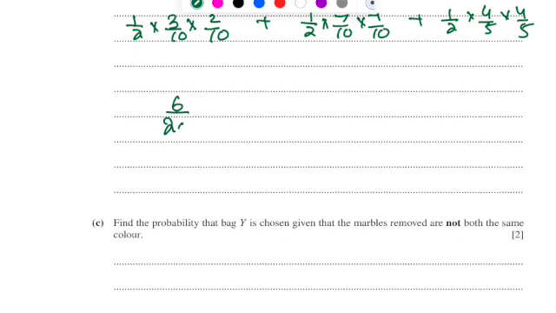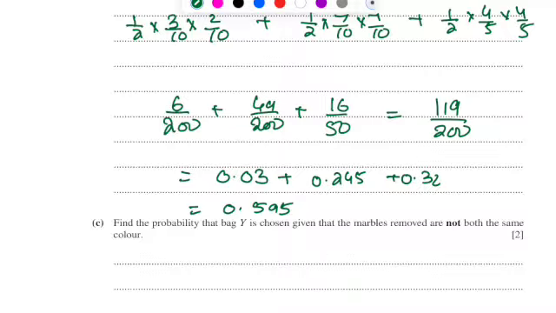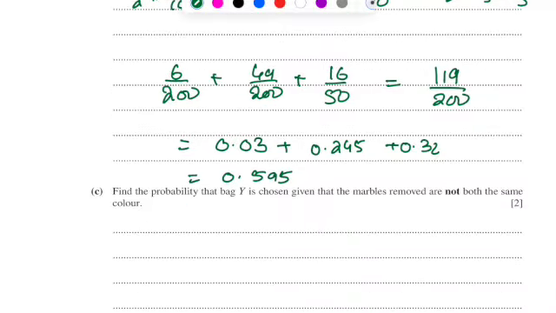So which is going to be 6 upon 200 plus 49 upon 200 plus 16 upon 50, which is going to be 0.03 plus 0.245 plus 0.32. Simplify that, and you should get 0.595. If you want to write it as a fraction, it is 119 by 200. Now coming to part C.